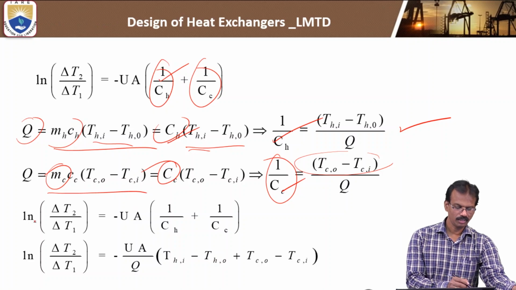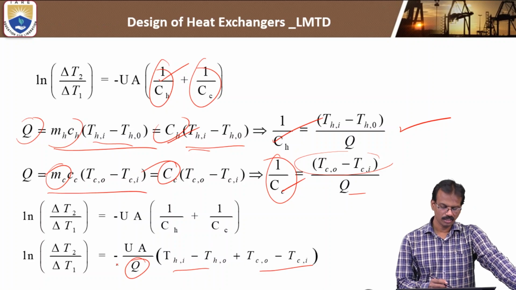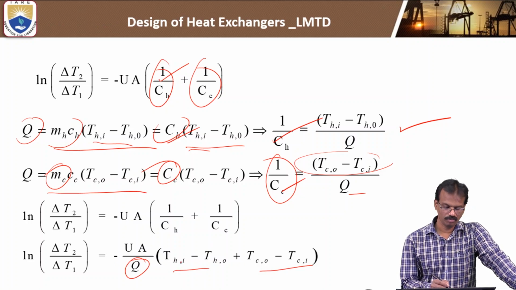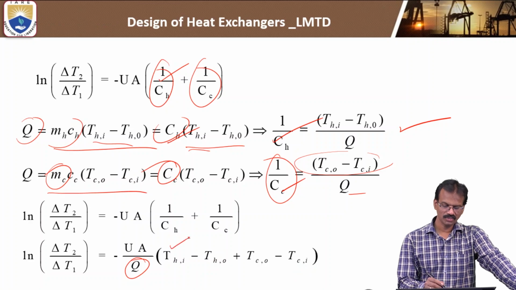Here on the left side, ln delta T2 by delta T1 is equal to minus UA into 1 by CH, which is nothing but THi minus THo by Q here. So Q is the common term. Similarly, 1 by CC is nothing but TCo minus TCi by Q. So Q is common here and here, you can take that common. Then the remaining is 1 by CH and 1 by CC: hot fluid inlet minus hot fluid outlet, cold fluid outlet minus cold fluid inlet.